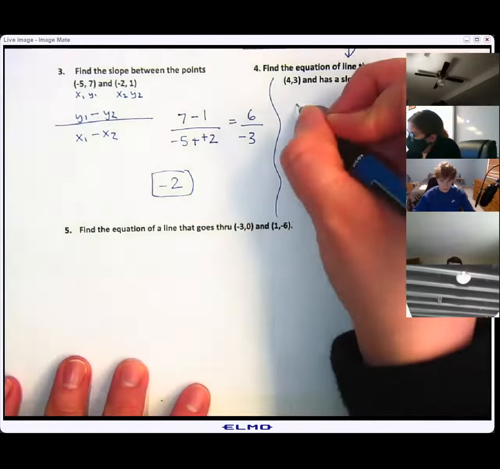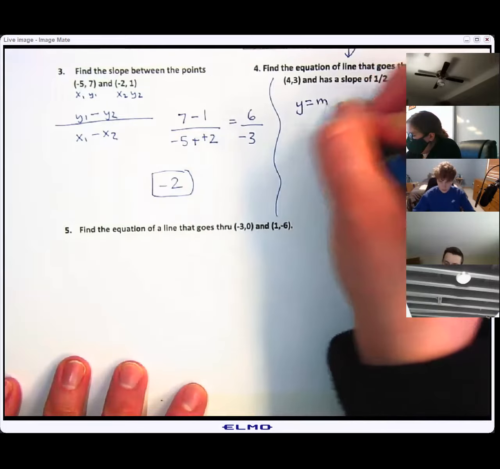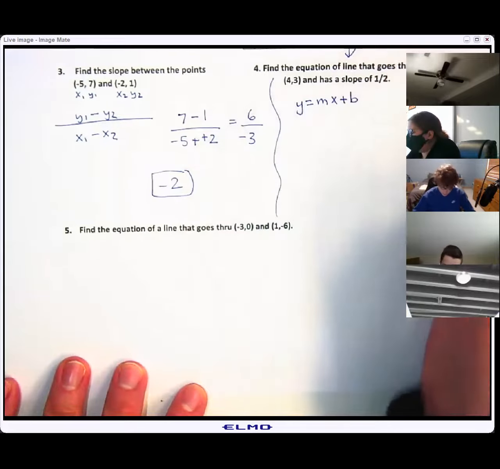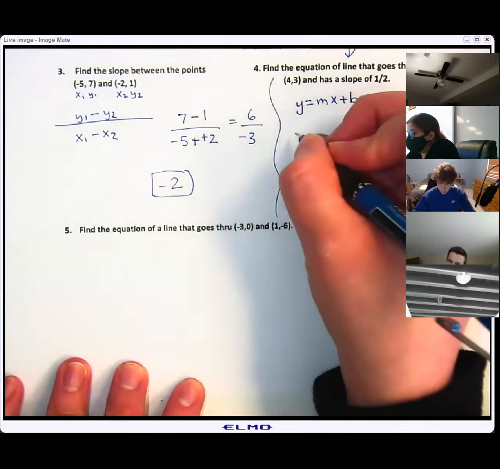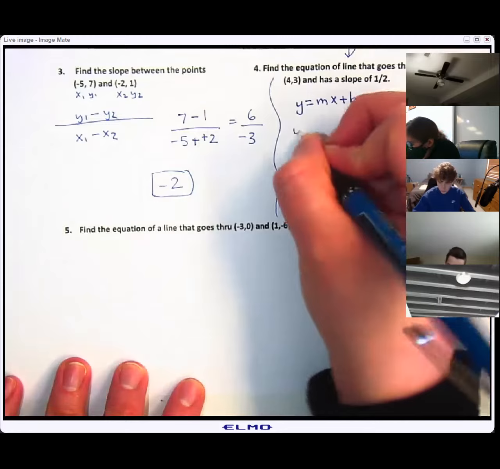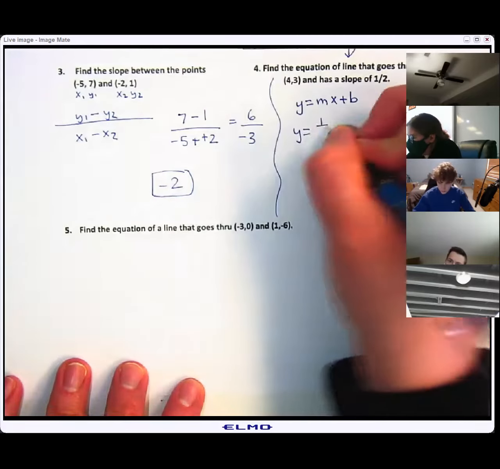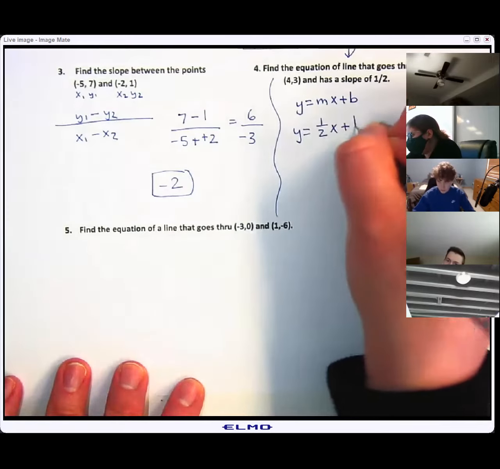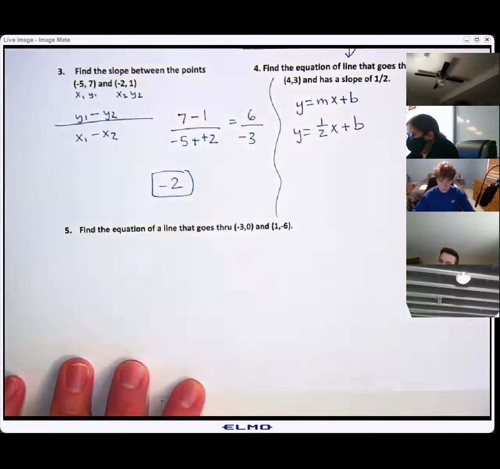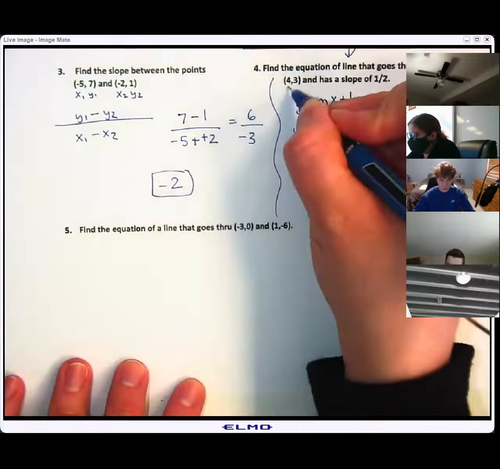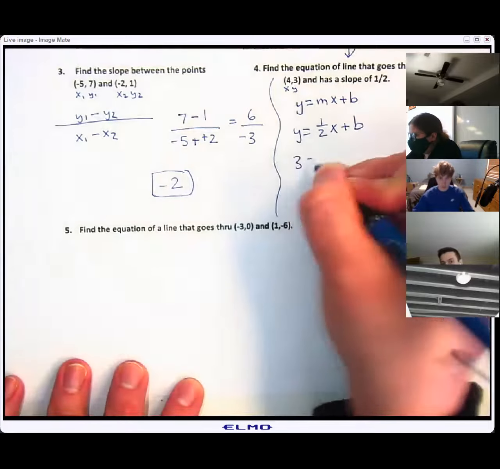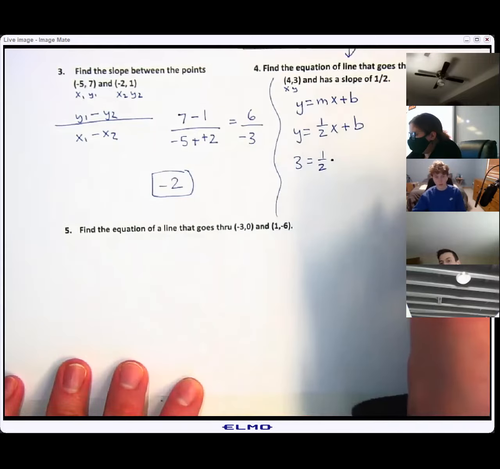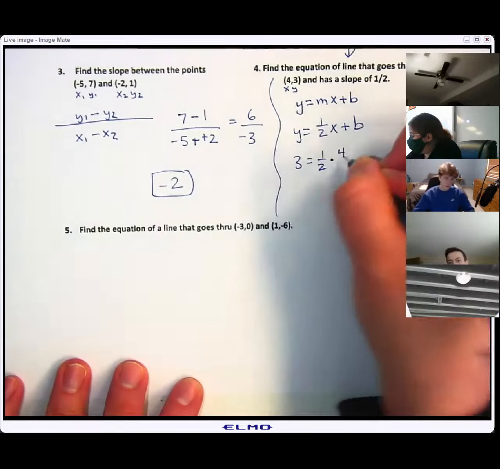Everybody, write down what I'm writing down. Y equals mx plus b. Somebody tell me, what can I fill in immediately? Slope. Y equals 1/2 x plus b. Then I've got to plug in a point. I've only got 1 point here. This is x. This is y. 3 equals 1/2 times 4 over 1. Good job.